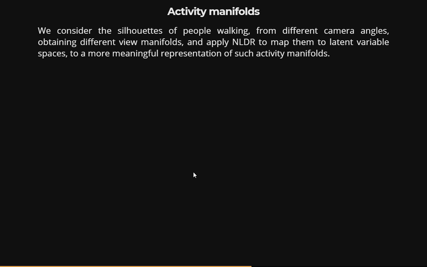Now, an activity manifold is usually a path, a one-dimensional manifold inside each view manifold, and they are all coupled together. So it's the same activity in each view. For example, you have someone walking in a circle, and you have the rear view, the front view, the side view. This walk gives you a path in all of these view manifolds, and this is your activity manifold.